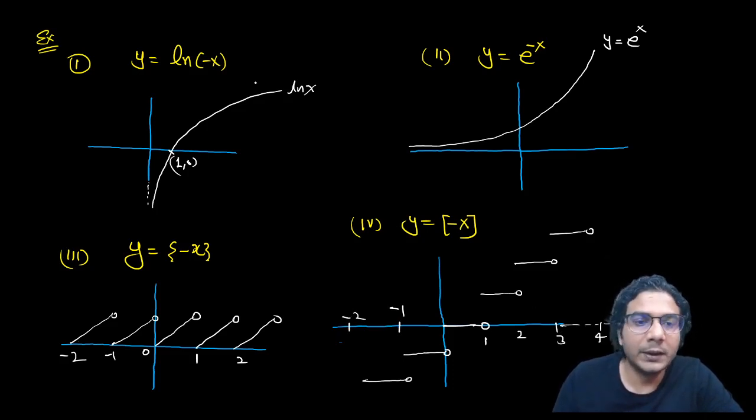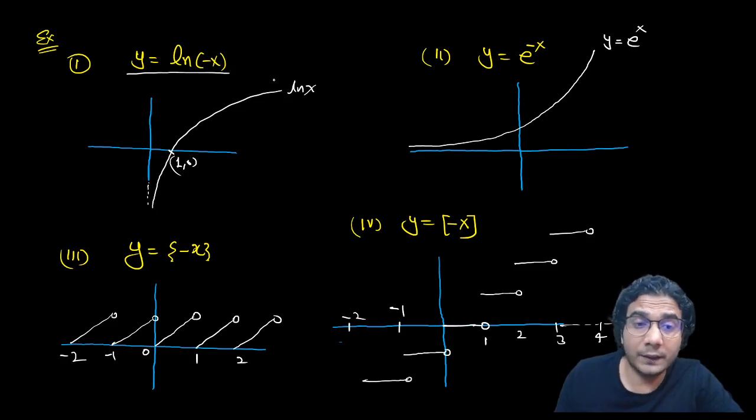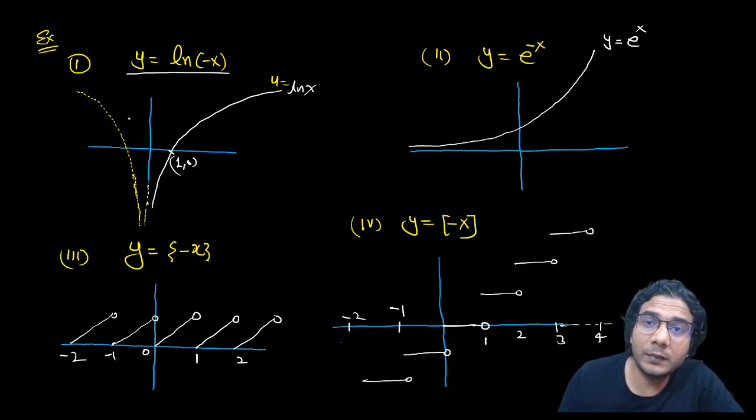All right. Now let's start. So first we are going to plot y is equal to ln of minus x. That means take the reflection of the graph of y is equal to ln x about the y-axis. This is going to be the complete reflection of the graph of y is equal to f(x). Because this white graph lies completely on the right side of the y-axis, this yellow reflection will come completely on the left side of the y-axis. So this is the graph of y is equal to ln of minus x.